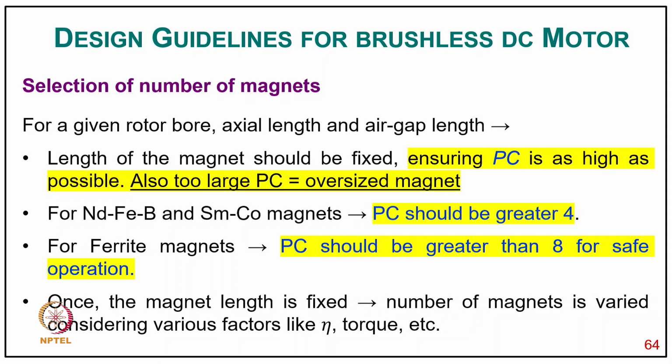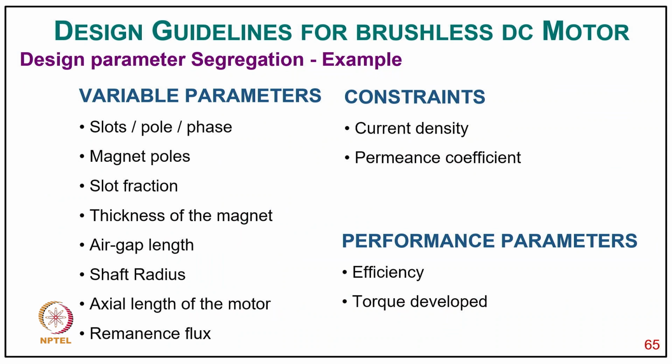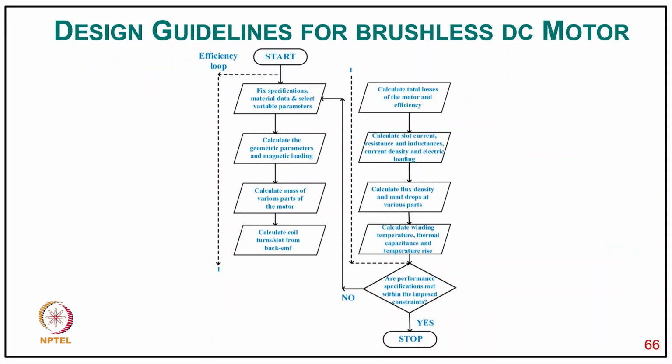So now coming to typical design parameters, as an example. Variable parameters are slot per pole per phase, magnet poles, slot fraction, thickness of magnet, air gap length, shaft radius, axial length of the motor and remnant flux. Constants are current density and permeance coefficient, and the performance parameters are efficiency and torque.